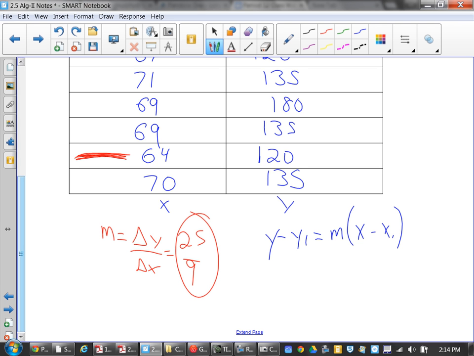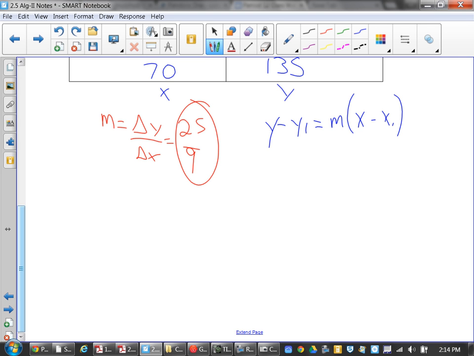So now, does it matter which ordered pair I choose to work with? No. So I'm just going to use the 64 and 120 because I can see that. So I have y minus 120 is our slope, 25 over 9, times x minus 64. Solve for y. Yes, you're going to get a crummy fraction, but you have a calculator that works with crummy fractions.